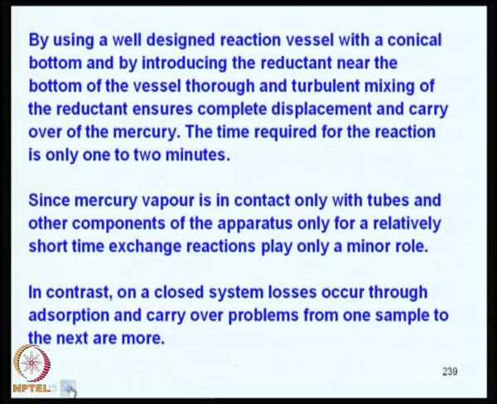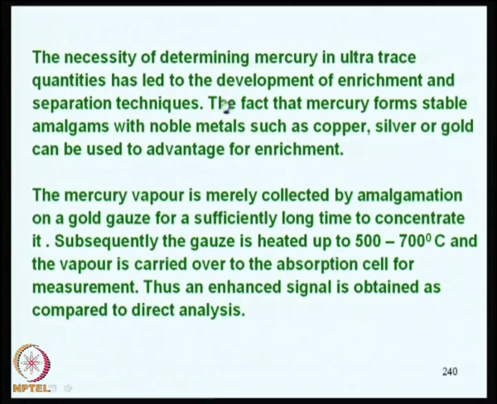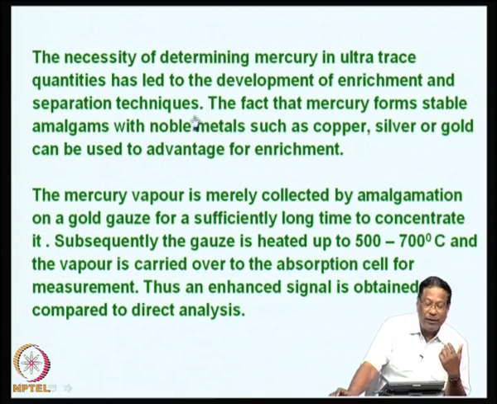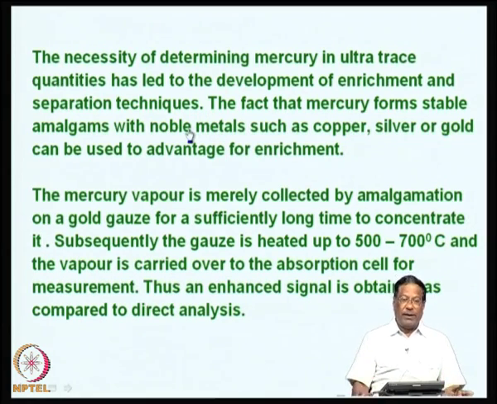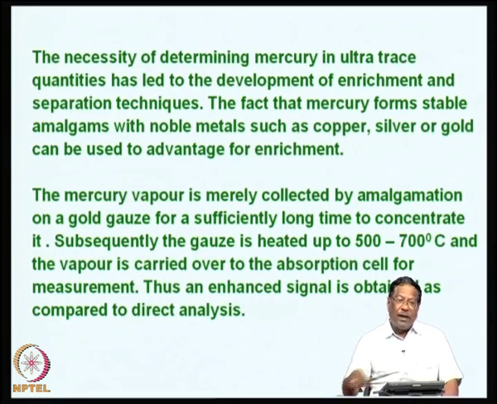cause interference. The necessity of determining mercury in ultra trace quantities has led to the development of enrichment and separation techniques. We cannot simply analyze mercury directly in a given sample, because it can be analyzed that way only if the concentration is fairly high.